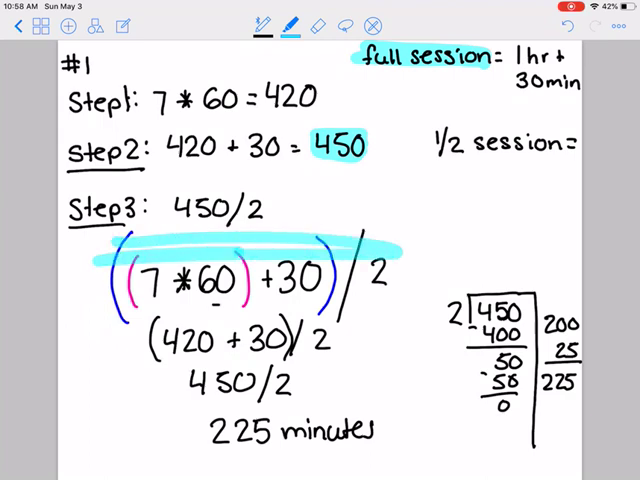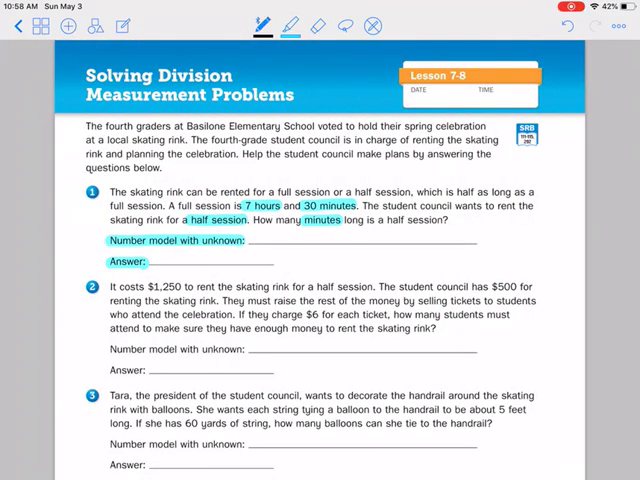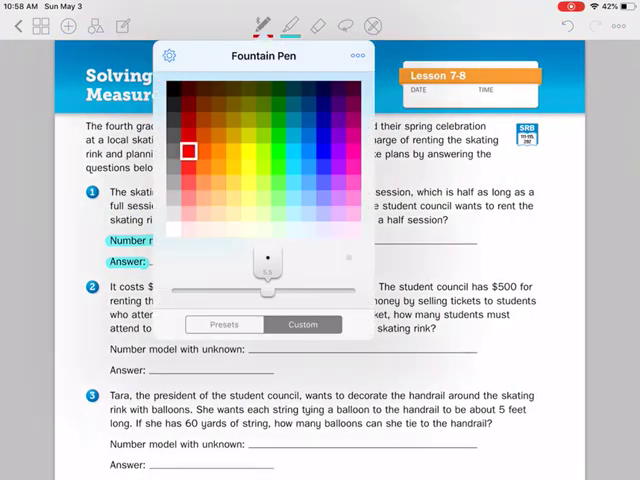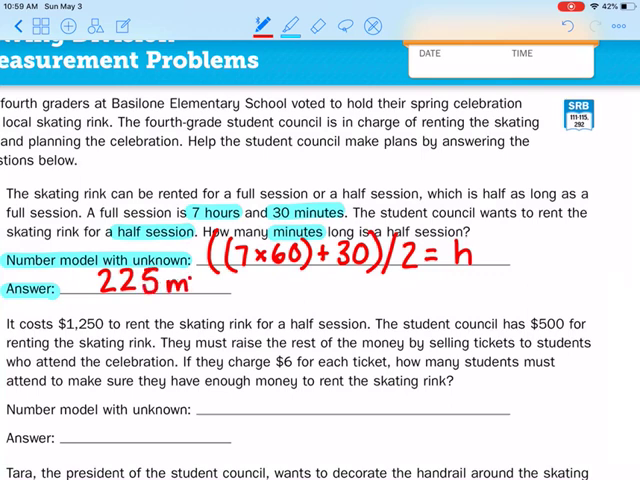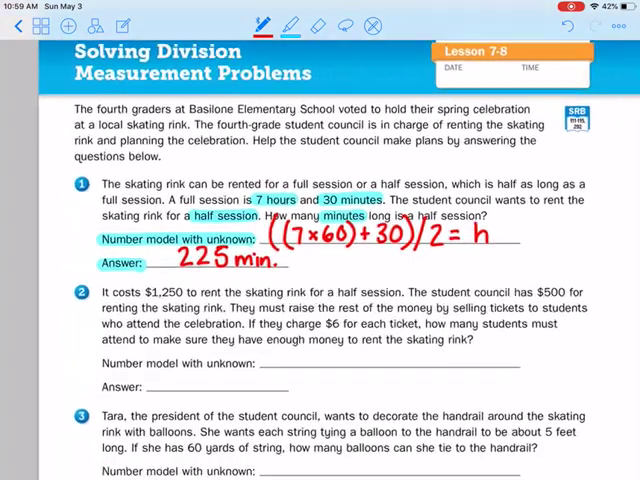Now, here is our number model. We just have to add the unknown. And then here was our answer. So you need a whole sheet of paper just for this one problem. So let's go back. I'm going to put in our answer, which was 7 times 60 plus 30 divided by 2 equals H for half session, and we know the answer was 225 minutes. Okay, let's go to problem number 2.